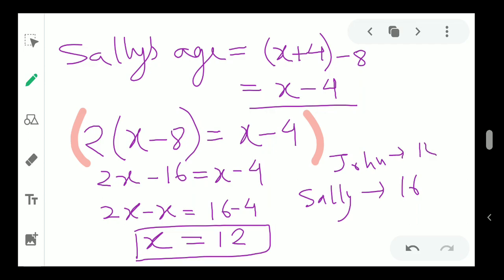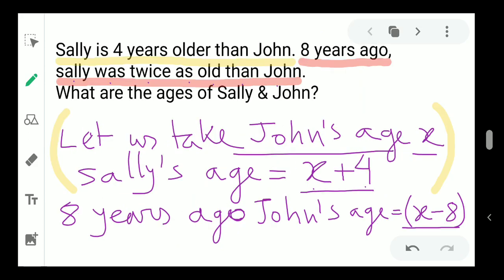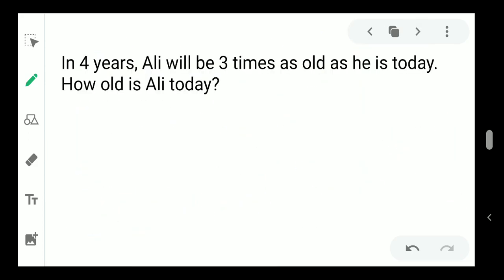Okay, so this is basically the thing you have to go. Now let's move to the next question. So this is also regarding age, but this is a little bit easier. In 4 years, Ali will be 3 times as old as he is today. How old is Ali today?